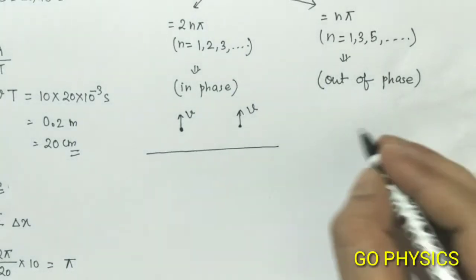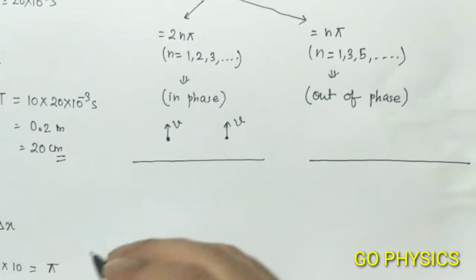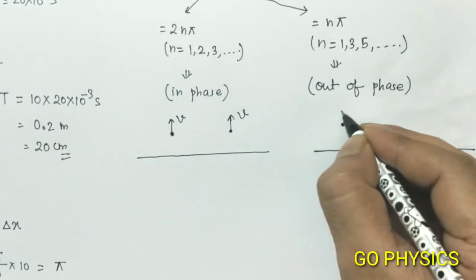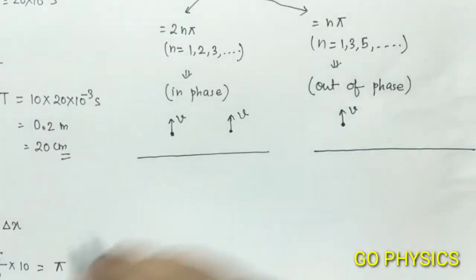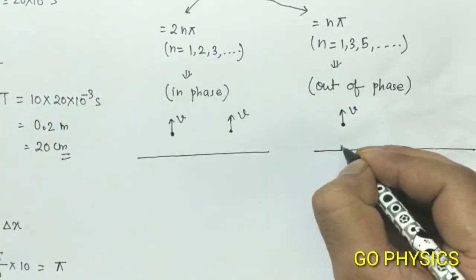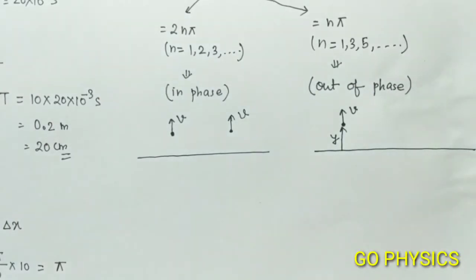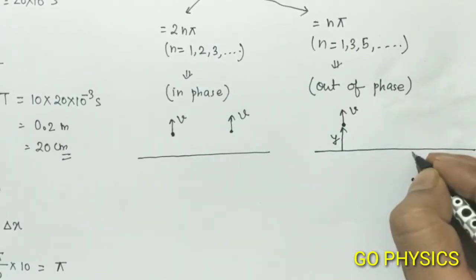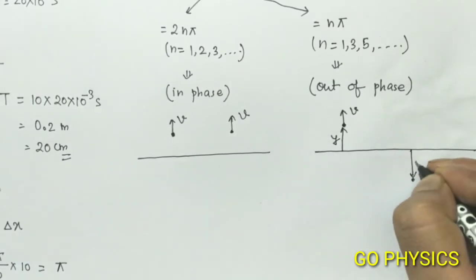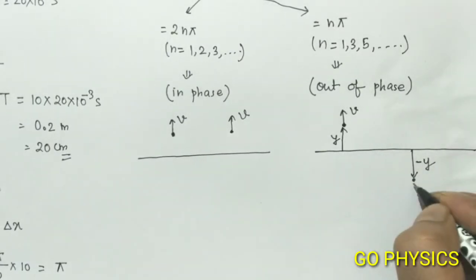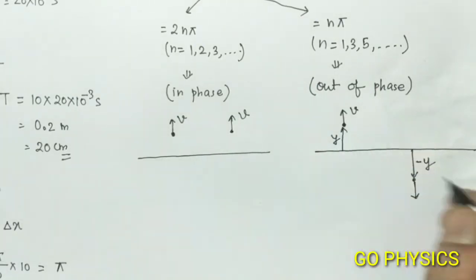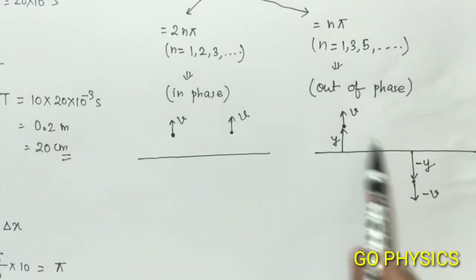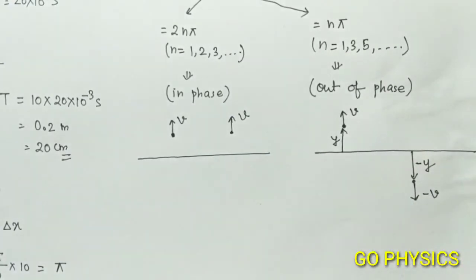Out of phase means if this is the mean position of all the medium particles, and one particle is above, and suppose it is going up with a speed v, and it has a displacement of y from the mean position, then the other particle which is out of phase with this particle will have, from the mean position, minus y displacement, and it will have the opposite velocity, that is minus v, but the speed will be the same. Speed of both particles will be the same, only the direction will be different.